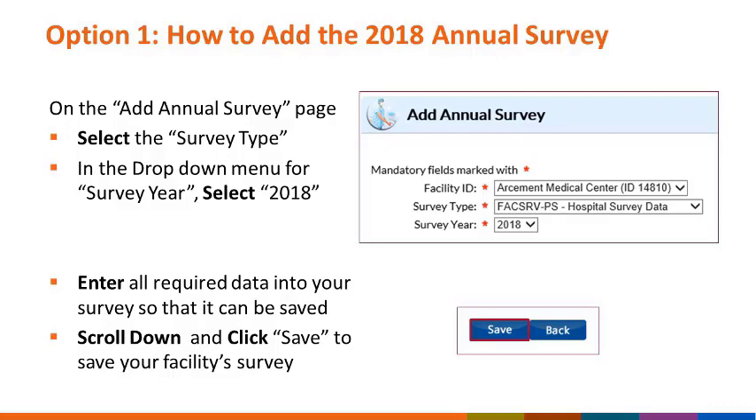What you will need to do is navigate to the left-hand menu of the NHSN homepage, scroll down to Surveys, click on it, and you will see a button that says Add. Click on the Add button, and it will lead you to the Add Annual Survey screen. On this screen, you will select the survey type and survey year, and for this year, it will be the hospital survey data, and for the survey year, you'll be entering in 2018. You will have to enter all the required data in the survey and click Save for the facility survey to save.